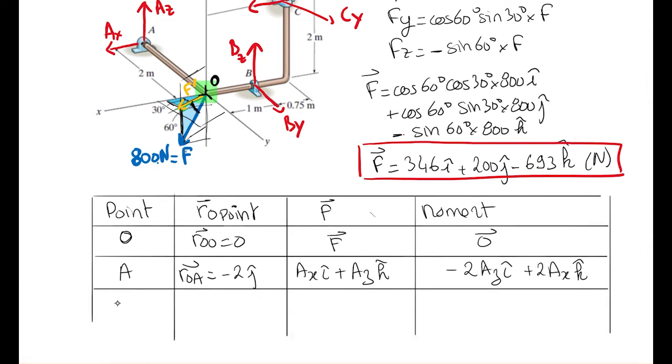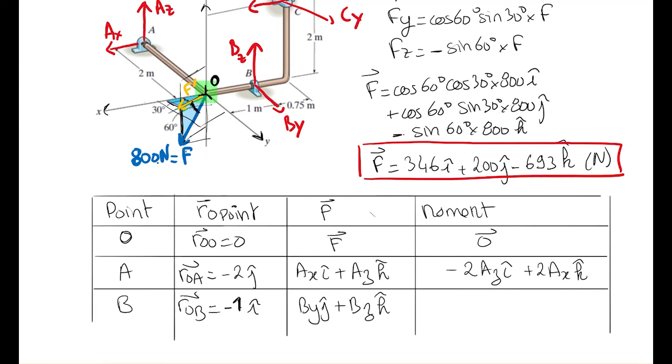Okay, let's do the point B. So for B we need R_OB, from O to B. It's minus 1 I at. Be careful that X is plus in this direction, Y is plus in this direction, and K in this direction. You need to include the minus, otherwise it's false. It's like your bearing is on the side. Okay, the force, so it's By on J at plus Bz on K at.